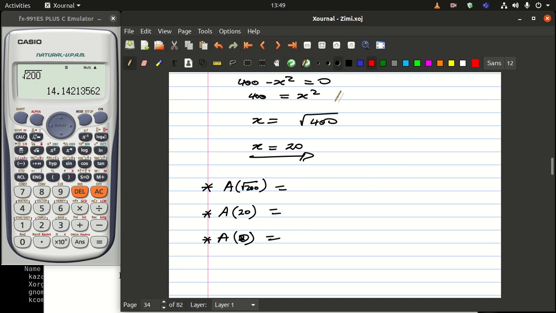Like I said, this one here, when it's not included in the interval, you don't have to check it. I am just checking it because I want you to get used to checking these things. This one is the one that you actually need to check.